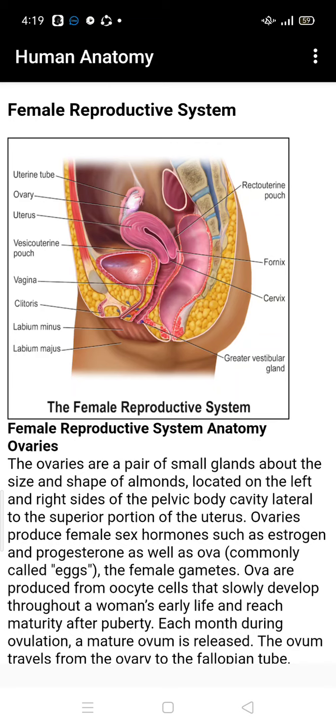This is the labium minus, labium majus. This is the greater vestibular gland. This is the cervix. This is the fornix. This is the rectouterine pouch.